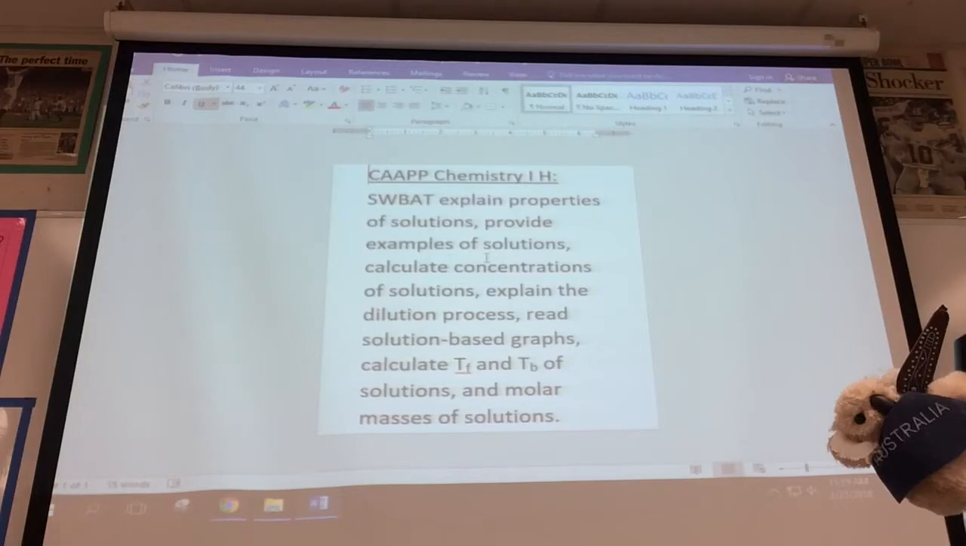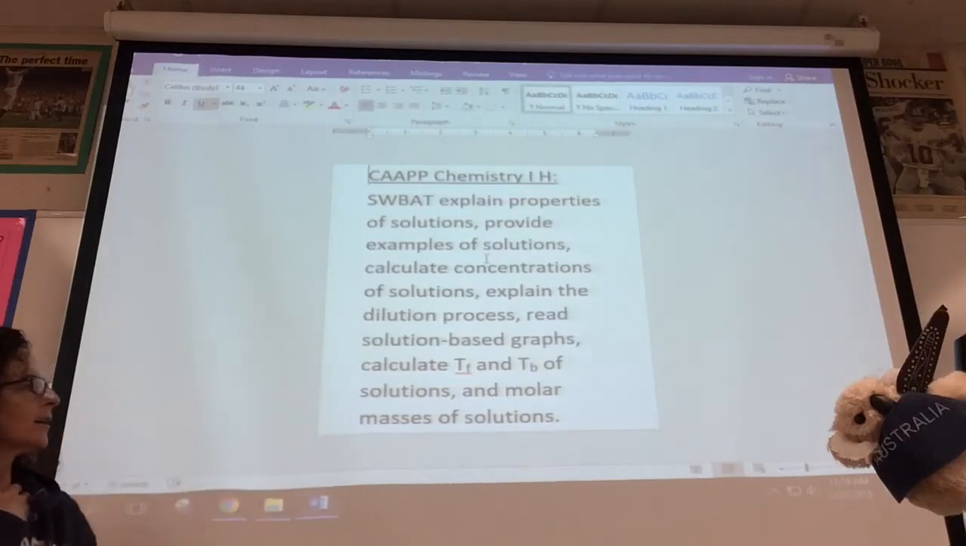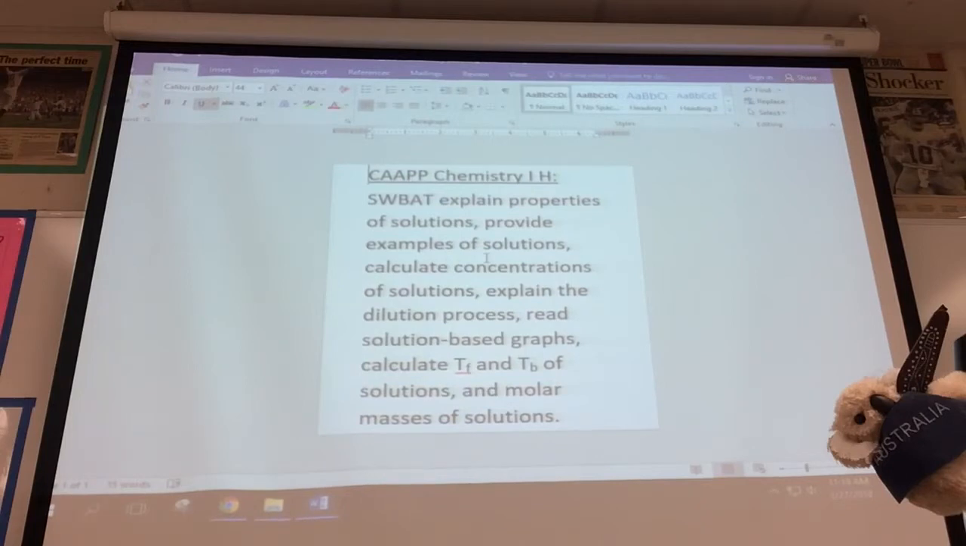We'll be reading and analyzing a lot of solution-based graphs, and you will be generating solubility curves in the lab using potassium nitrate as a solute. And then finally, we'll be calculating freezing and boiling point of solutions. We'll talk about why they salt roadways up north when it snows. We'll talk about why you put salt in water before you boil it to make pasta and other foods. And then finally, we can determine the molar mass of a solution from freezing point or boiling point data.